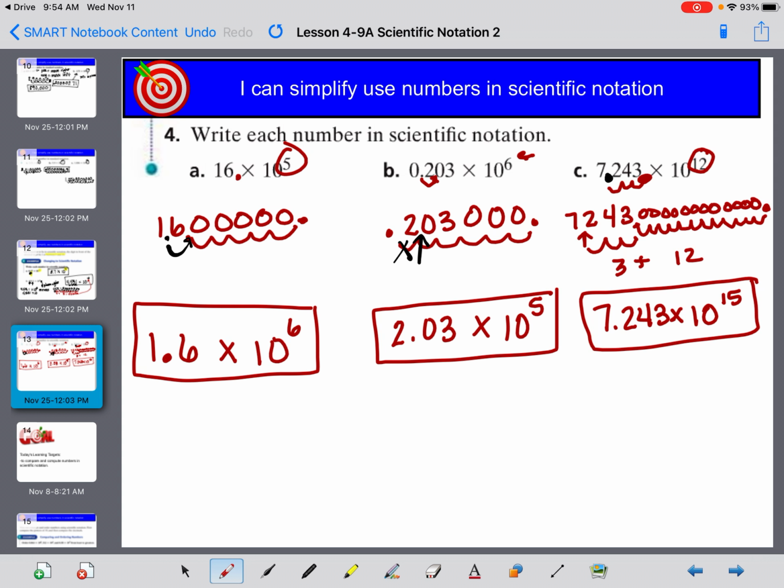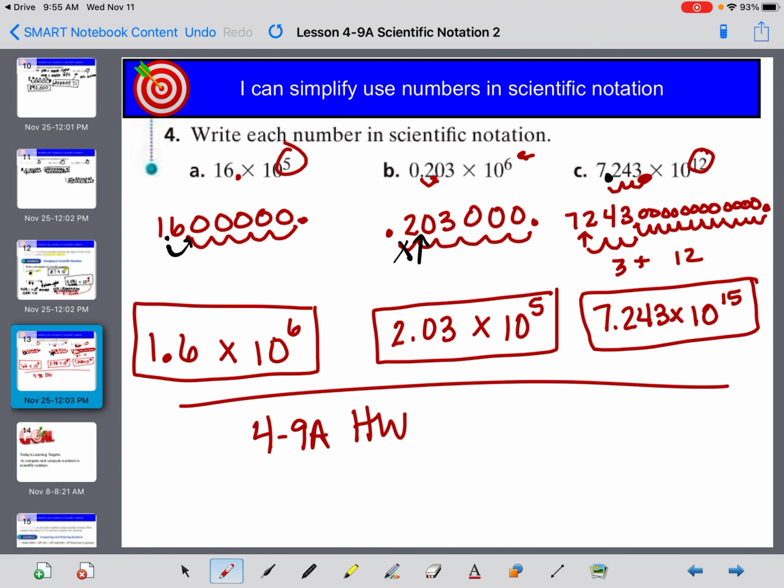All right, we're going to give some homework a try. Your homework for tonight is page 214, numbers 6 through 22. Give those a try and make sure you see me on Google Meet if you need it, or if you need to go over any of the problems together.